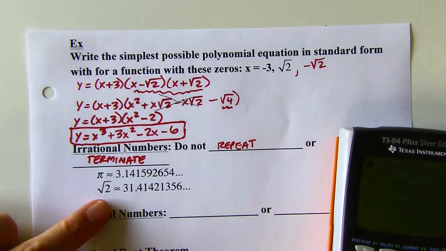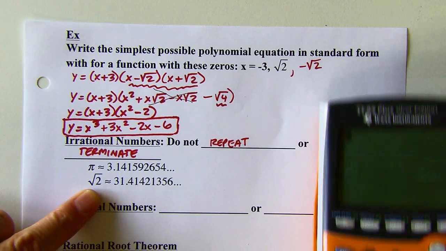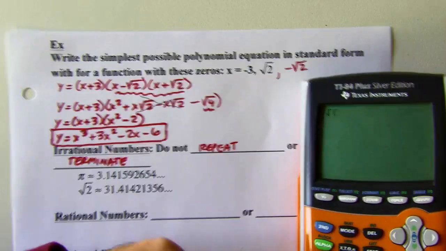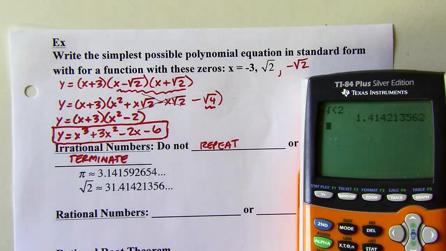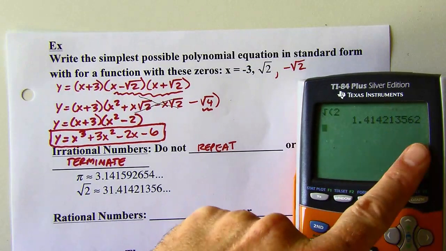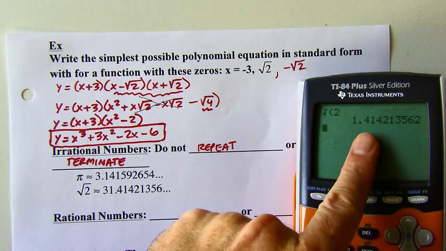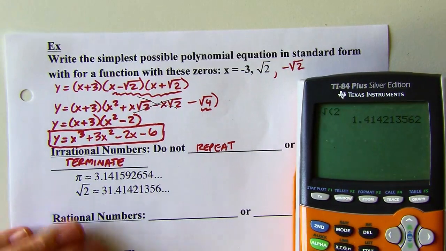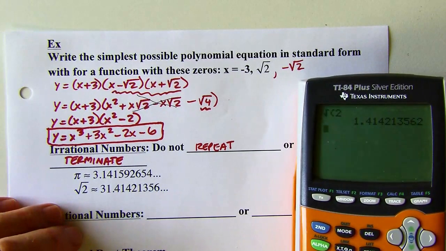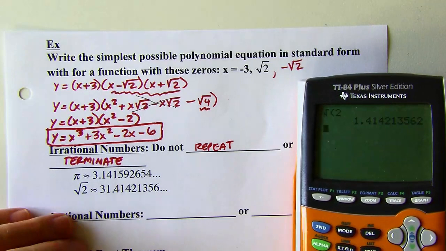So anytime you've got a square root of something that's not a perfect square, like the square root of 2, nothing times itself equals 2, if you put that in a calculator, it spits out a long decimal, but it actually keeps going on forever. Your calculator will only display so many decimals. But there's no pattern happening there either. There's no repeatable pattern, and it doesn't repeat, it doesn't terminate.